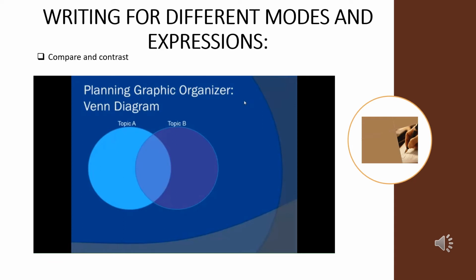And in the purple circle, all the way on the right-hand side, you would list all of the things that topic B has that topic A doesn't. So the outsides of the circles are for differences. Then, in that middle area, that place where the two circles overlap, that's where you put the things that topic A and topic B have in common, or their similarities.